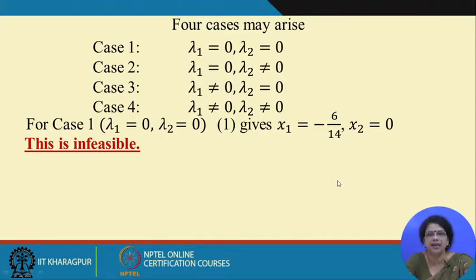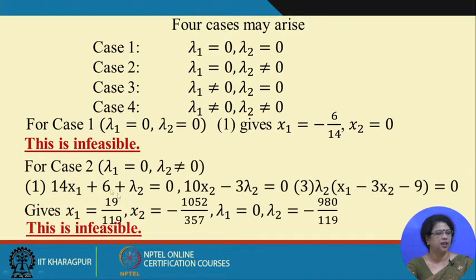But you see the feasibility, one of the feasibility conditions is that decision variables must be non-negative. That is why that feasibility condition is not being satisfied. Thus, for the case when lambda 1 equal to 0 and lambda 2 equal to 0, we are getting an infeasible solution. That is why we are not really interested in this result as an optimal solution.